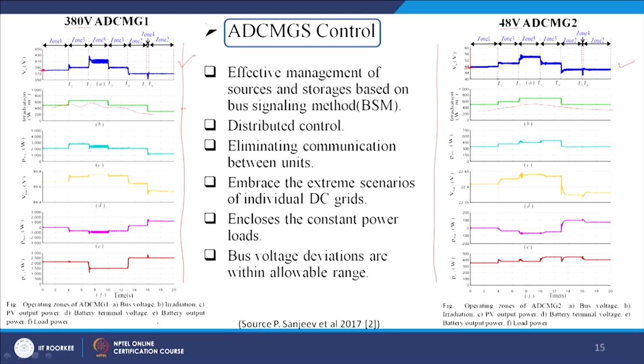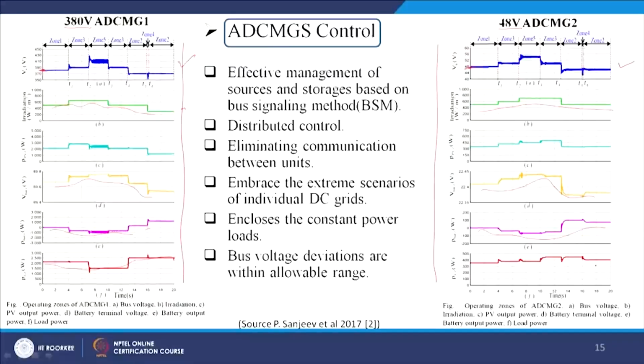Then moving to the battery terminal voltage, which is varying, we could see similar scenarios. Then the battery output power, and then this is my load power, which is varying from 2 and goes up to 2.5, and here it is varying from 350 to close to 400. So, as you have seen, in microgrid 1 the load is close to 3 kilowatt, very close to 3, and here it is operating very close to 300 watts.